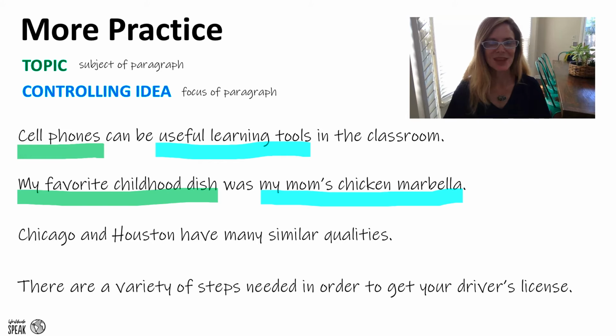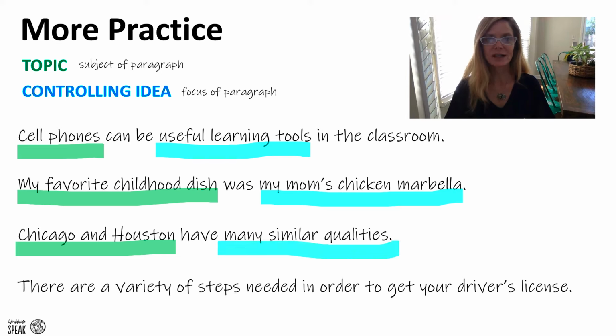Next sentence. Chicago and Houston have many similarities. So what's the topic here? What am I talking about? If you said Chicago and Houston, you're correct. Now, what about Chicago and Houston? What one thing am I going to focus on? Well, in this paragraph, I would be focusing on how they are similar, how they are alike. And that's all I would talk about. Remember, I'm not going to talk about how they're different. I'm not going to talk about vacations there. I'm just going to talk about how they are alike or how they are similar.